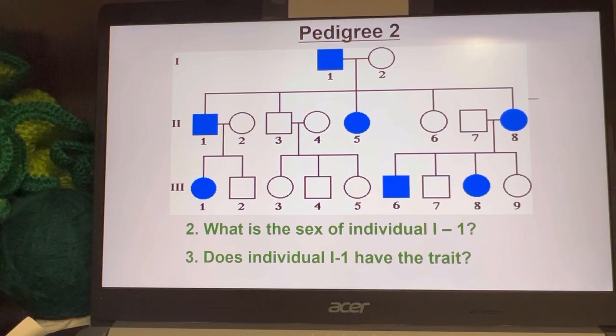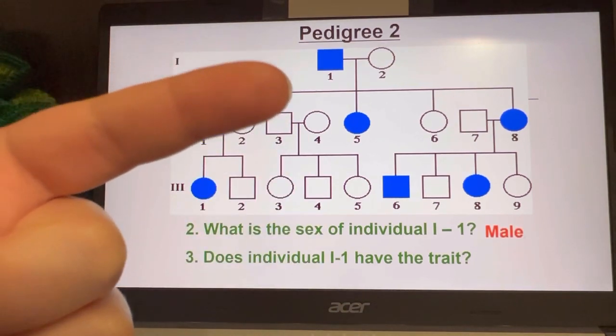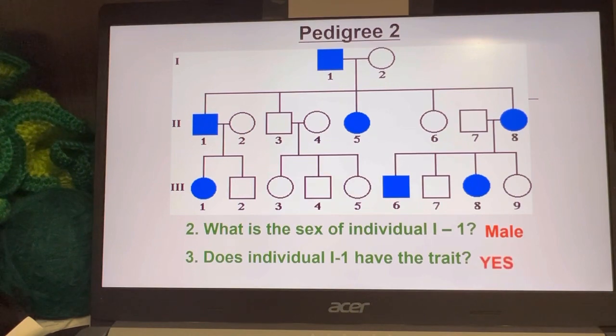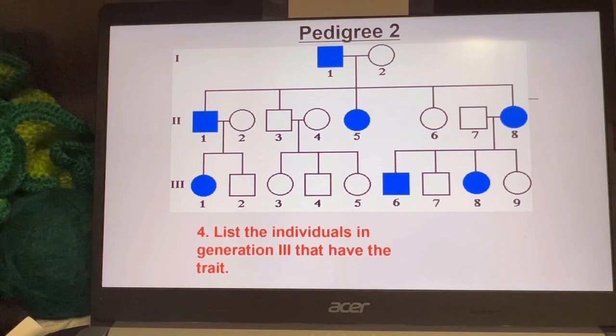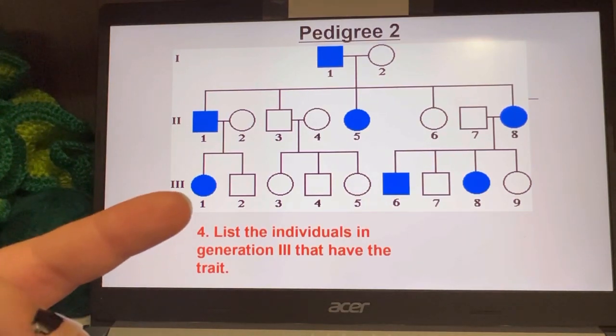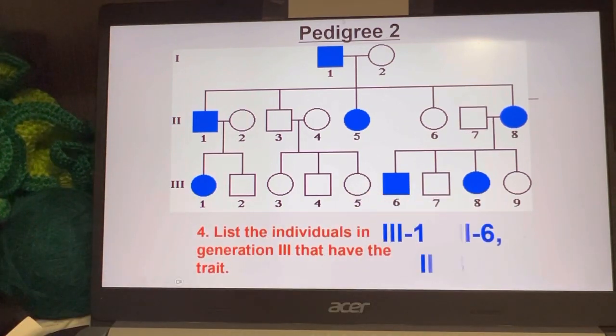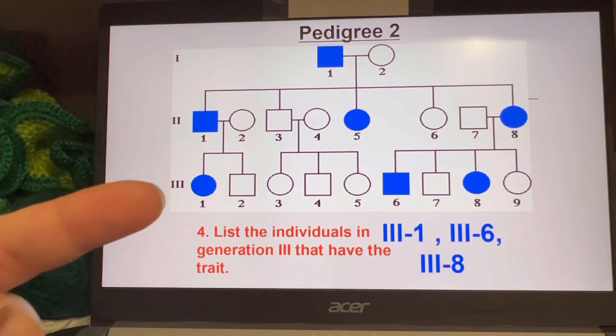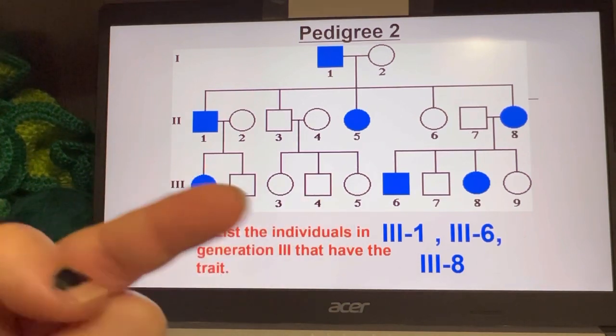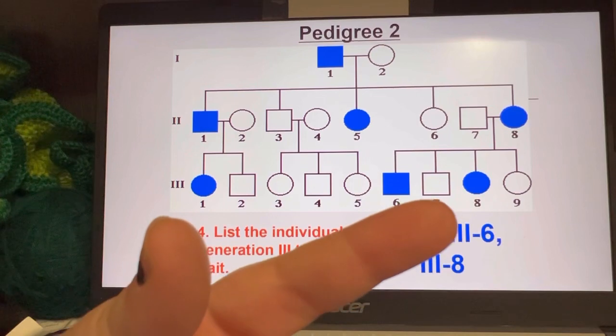Alright. Does the individual I1, so generation 1, number 1, have the trait? So what is the sex of the individual? He's male because he's a square. Does he have the trait? Yes, because he's shaded in blue. Alright. So list the individuals in generation 3 that have the trait. So generation 3, that one, and that one. So they are III1, III6, and III8.